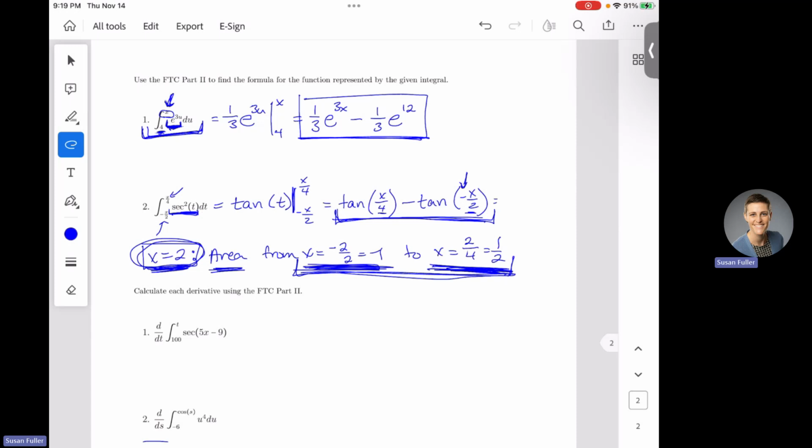I don't know if you remember your odd and even identities from pre-calculus, but if you have an odd function, you can take the negative out and it ends up being multiplied by a negative. So this would be the negative tangent of positive x over 2. If I subtract a negative, that becomes a positive tangent of positive x over 2.